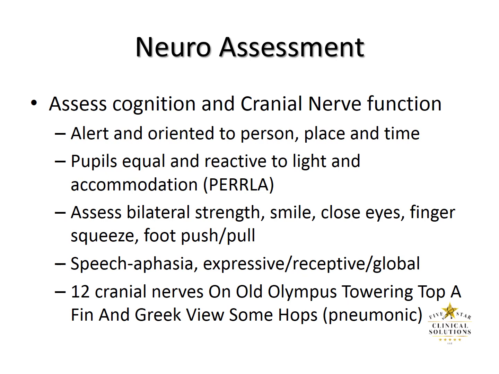Check speech. Is there aphasia? Is it expressive, receptive, or global? We also want to look at the 12 cranial nerves. And here's a little mnemonic for you to remember the names of those cranial nerves. On old Olympus towering top, a Finn and Greek view some hops. It's a little mnemonic to remember those.